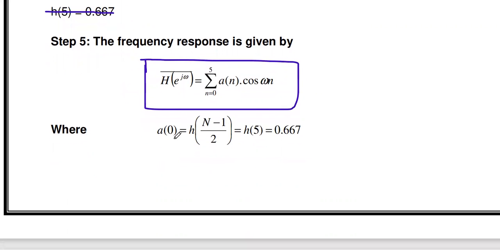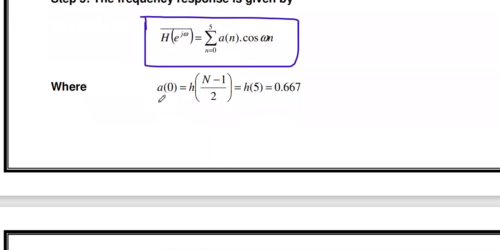So for a type 1 filter, the magnitude response is calculated by H of e power j omega equal to summation n equal to 0 to 5 of a of n cos omega n, where a of 0 is calculated by, already you know the formula. Already we solved 3 problems using the same formula. So a of 0 is h of (N minus 1) by 2. If you substitute capital N equal to 11, it means h of 5.